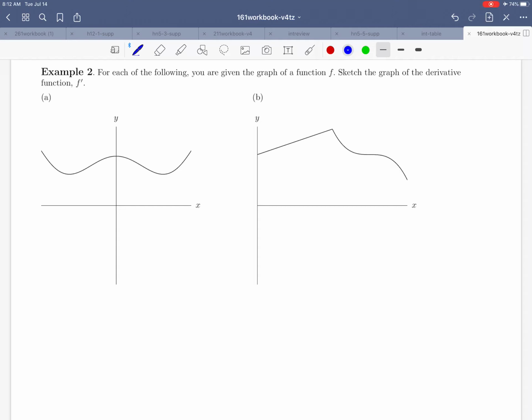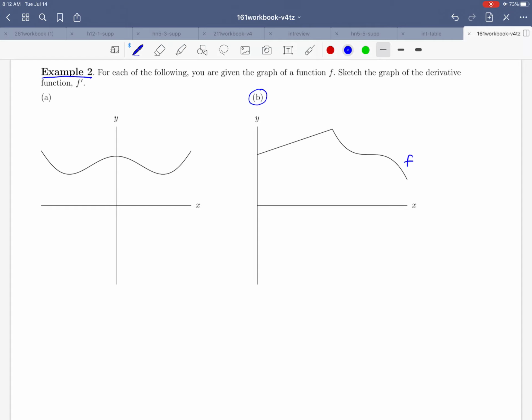Hi again, everybody, and welcome to the continuation of example 2. In this problem, we'll be doing part B, which again, the exercise is asking us to take the graph that we're given of the function f and to do our best to sketch the graph of the derivative. Okay, so let's approach this the same way that we approach part A.